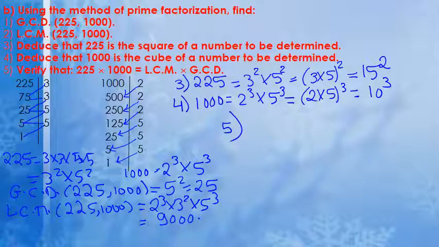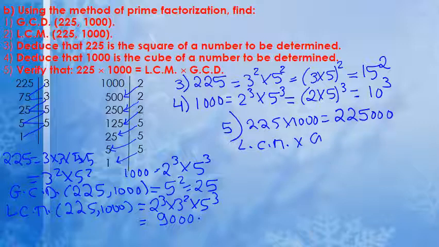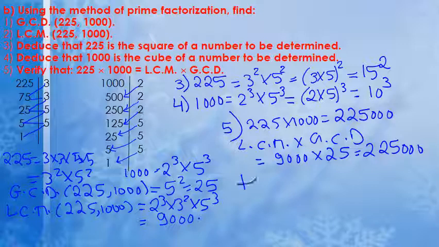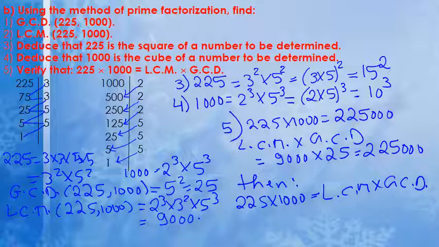In part 5 we should verify that 225 times 1000 is equal to LCM times GCD. 225 times 1000 is equal to 225 and we add 3 zeros. If I want to multiply the LCM by the GCD, the LCM is 9000. I should multiply it by 25. It gives us 225000. Then we can see that 225 times 1000 is equal to the LCM times GCD.